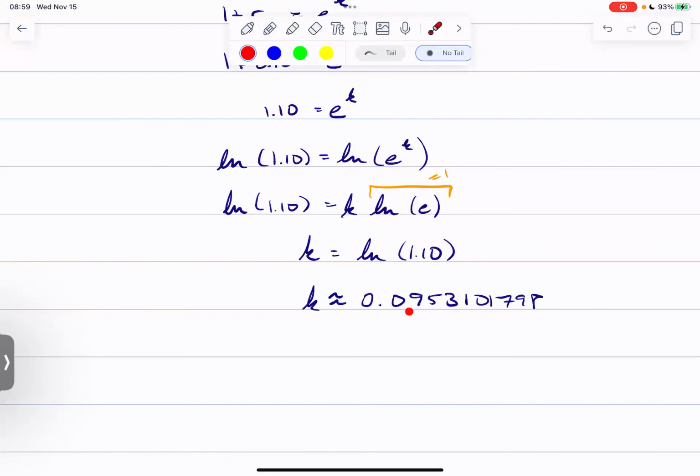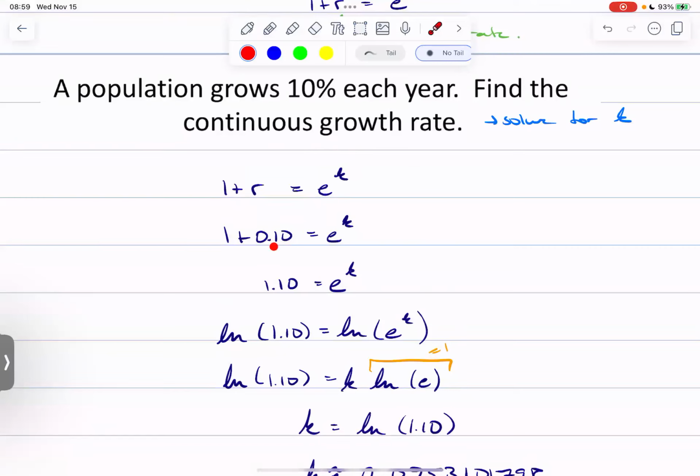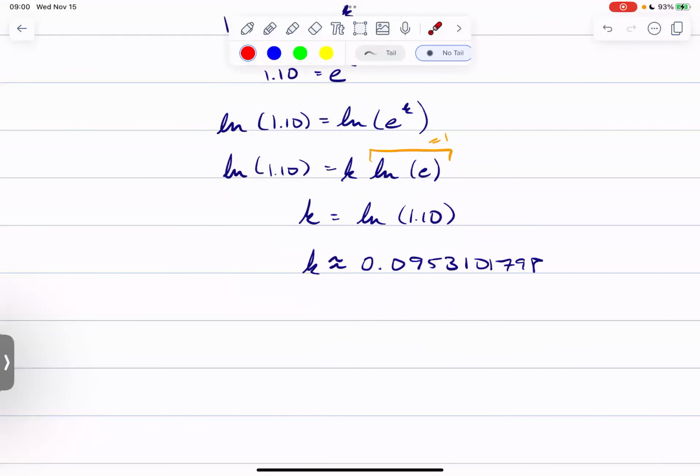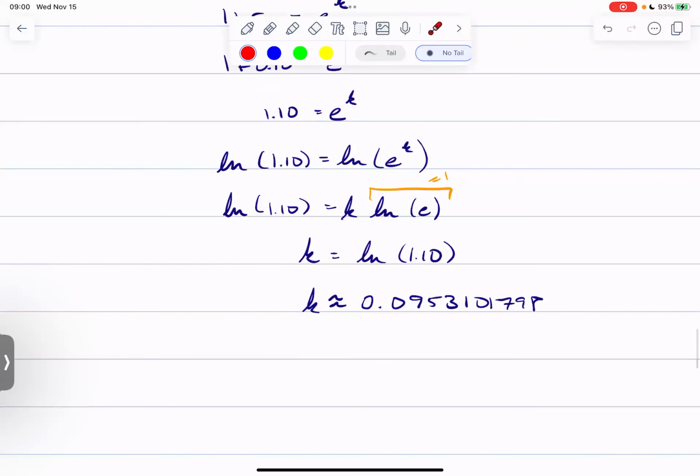In terms of interpretation, this is easier though. What does this say? A continuous growth rate of 9.531% per year is equivalent to 10% per year in the periodic growth rate. Kind of weird, right? But the difference here is compounding continuously and compounding annually. So different rates get you to the same endpoint.